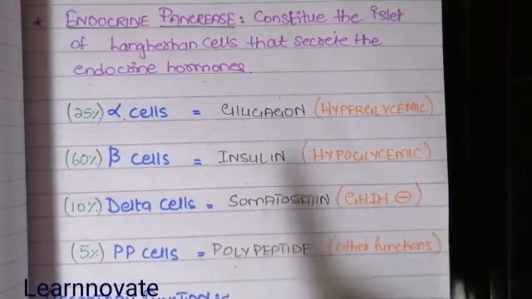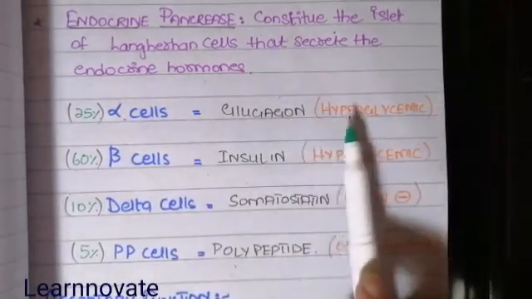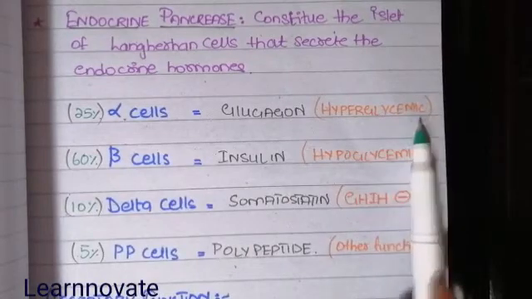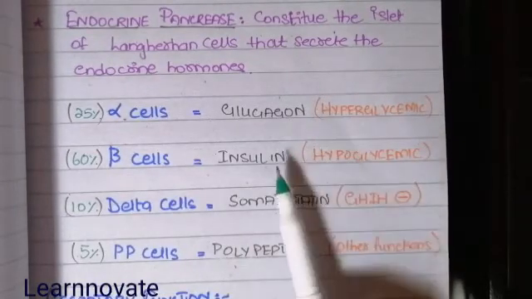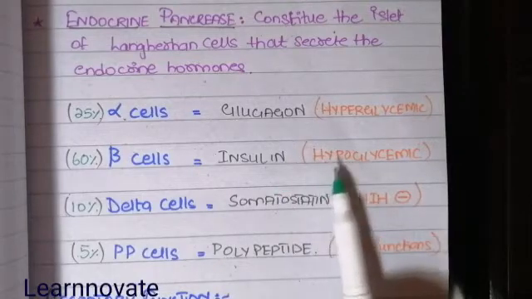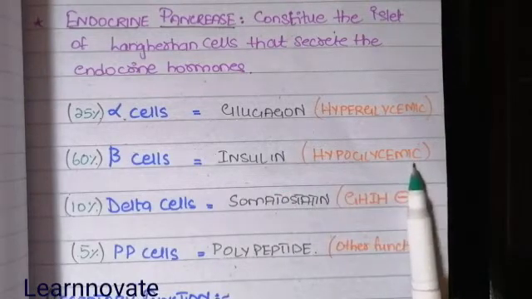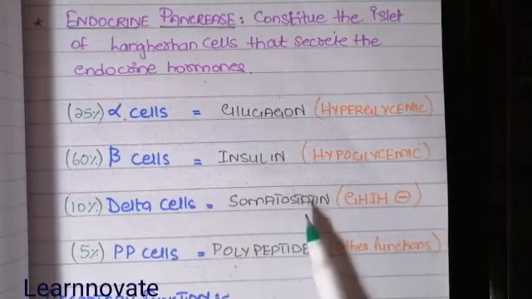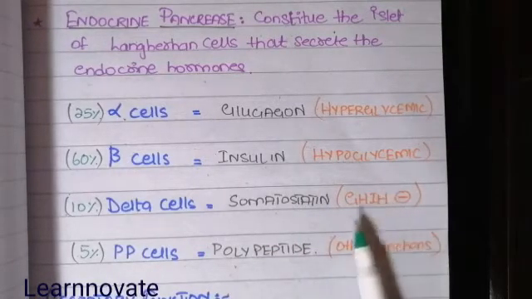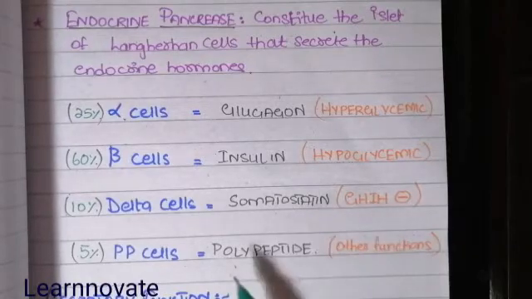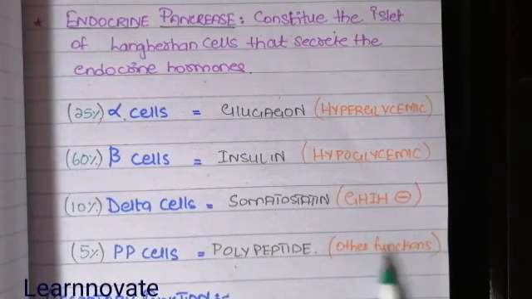The function of glucagon, the hyperglycemic hormone, is to increase the glucose concentration of the blood. Insulin secretion will decrease it, which is why it is called the hypoglycemic hormone. Somatostatin is a growth hormone inhibiting hormone, causing inhibition of growth hormone secretion. The pancreatic polypeptide has some other functions that are also important in our body.